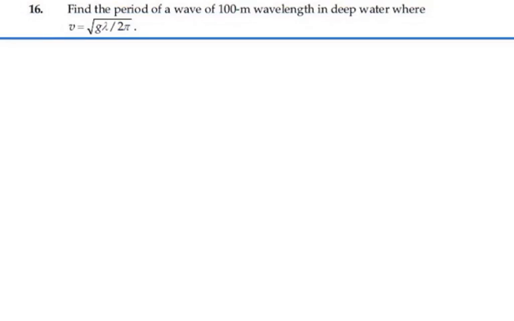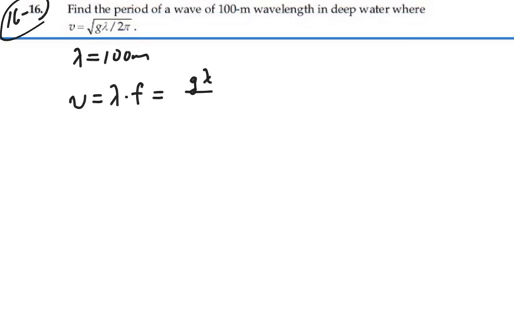Here's problem 16:16. Find the period of a wave of a 100-meter wavelength in deep water where the velocity is equal to the square root of g lambda divided by 2 pi. Alright, so we're given that the wavelength is 100 meters, and our velocity of propagation, which should be the wavelength times the frequency, is equal to the square root of g times the wavelength divided by 2 pi.